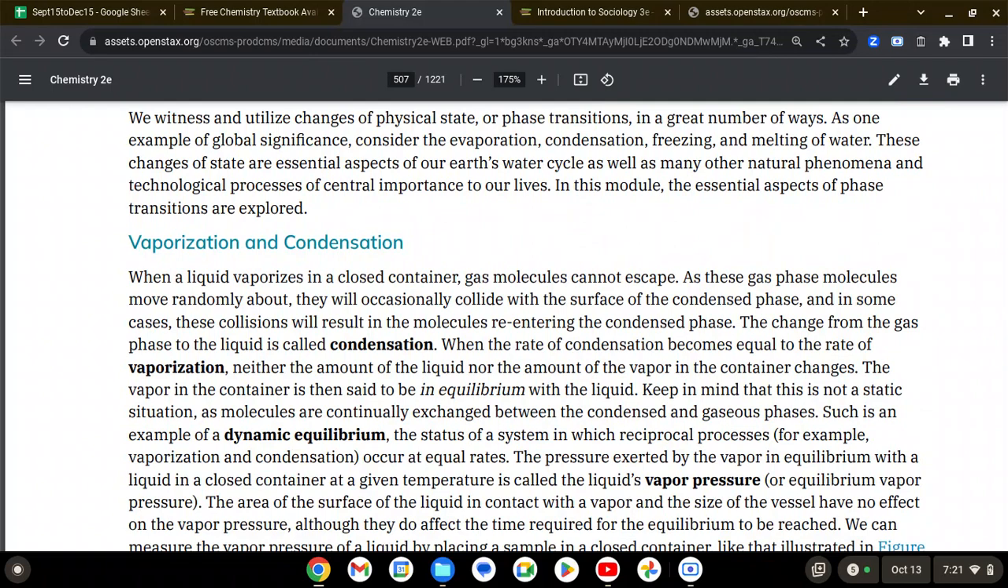Vaporization and condensation. When a liquid vaporizes in a closed container, gas molecules cannot escape. As these gas phase molecules move randomly about, they will occasionally collide with the surface of the condensed phase, and in some cases, these collisions will result in the molecules re-entering the condensed phase. The change from the gas phase to the liquid is called condensation. When the rate of condensation becomes equal to the rate of vaporization, neither the amount of the liquid nor the amount of the vapor in the container changes. The vapor in the container is then said to be in equilibrium with the liquid.